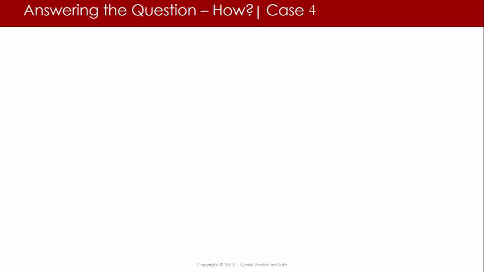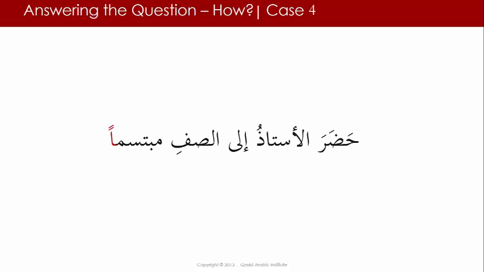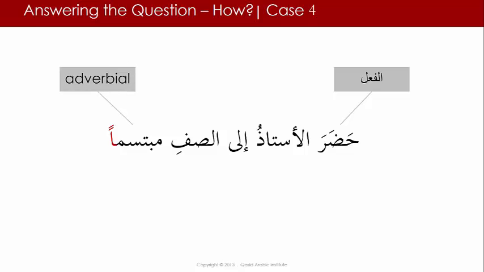The mansub case can also answer the question how. حضر الأستاذ إلى الصف مبتسما. The instructor, so our verb is حضر, came to, الصف, the class, مبتسما, smiling. So smiling is our adverbial. It answers the question how, i.e. the manner of the instructor coming was in a way of smiling. And the ustad here is the doer or the fa'il of the verb.